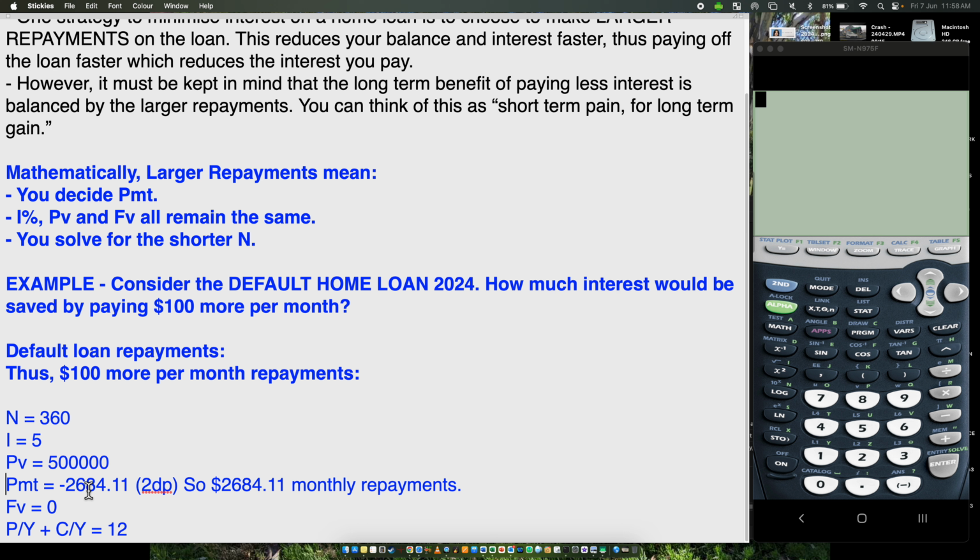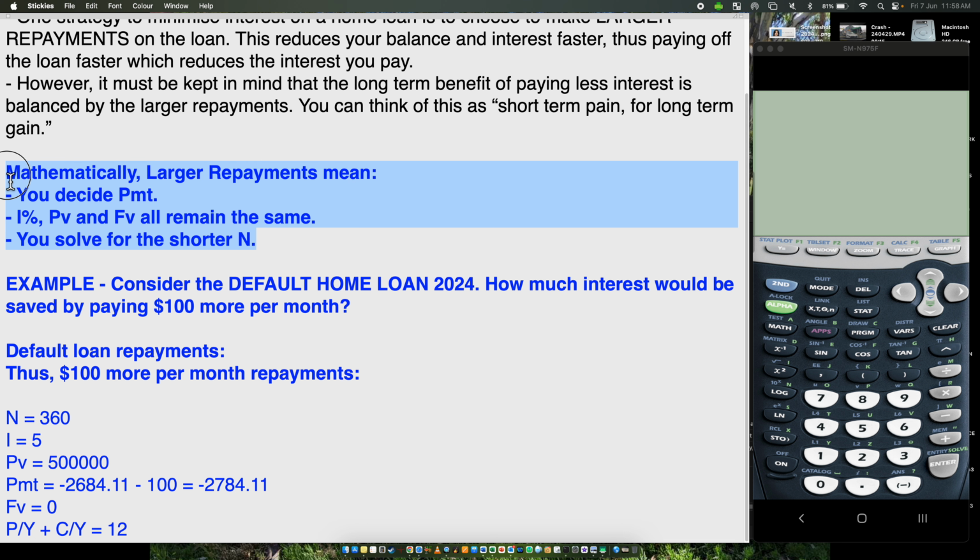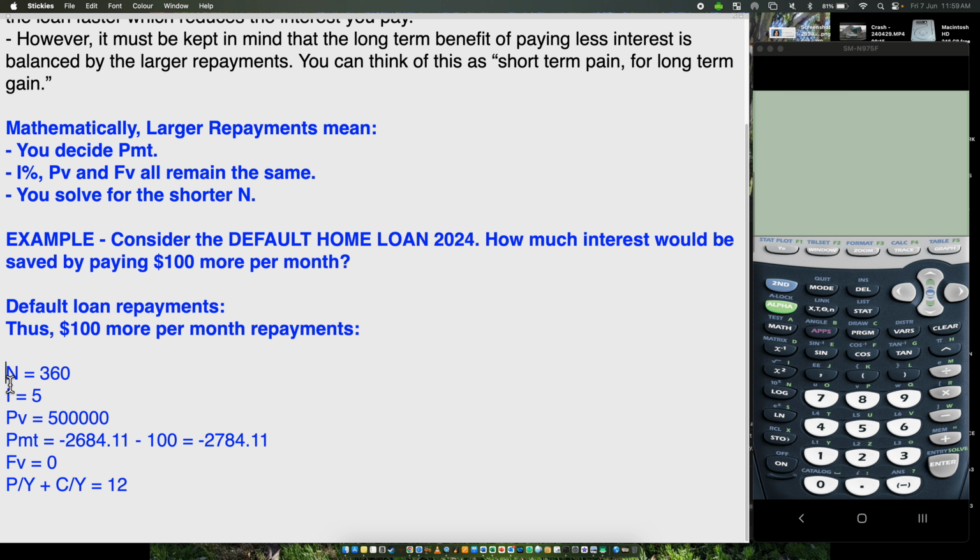This is going to be 2684.11. Take away a further 100 because remember the payments are in the negatives. So it's negative 2784.11. And based on what I said here about mathematically, what am I going to solve for? Because I'm paying larger every month, what's going to change because I'm choosing to pay more? The n. So I solve for n.